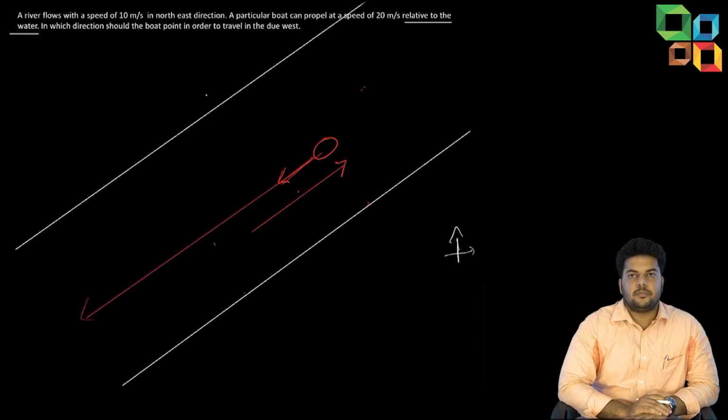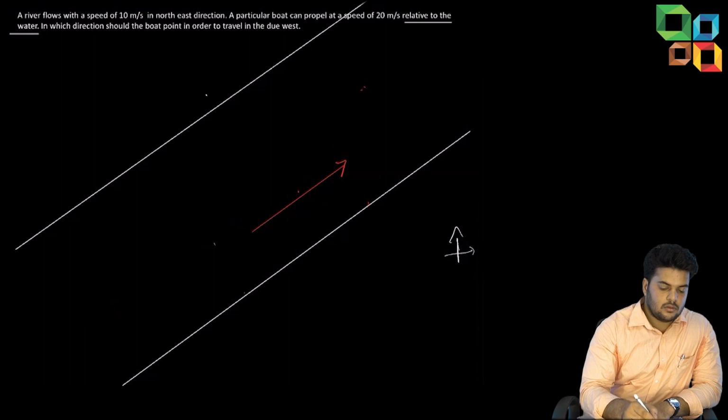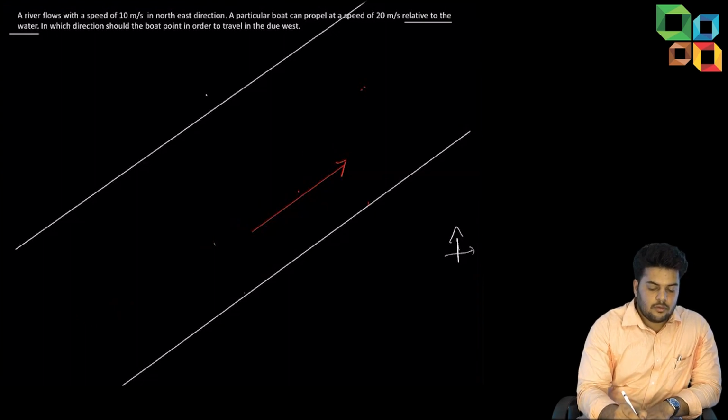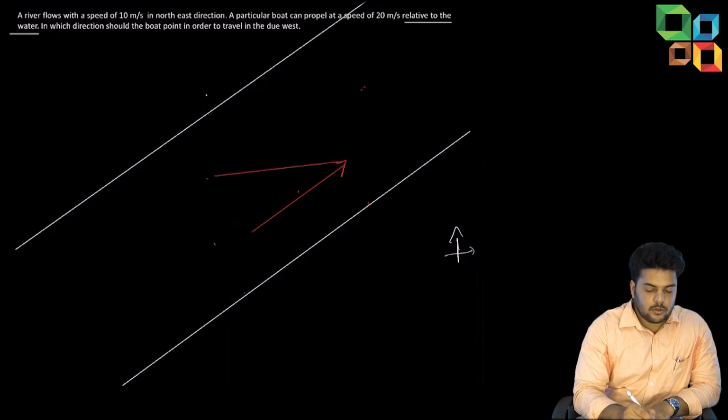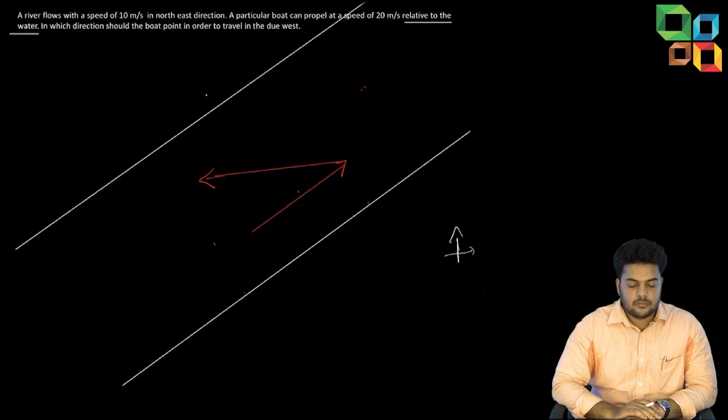Sir, it won't be towards the west. Sir, between west and southwest. Between west and south. Okay, let's see. So if I go like this, you mean? If I go like that, is that what you mean? Yes. Okay. Now what's going to happen?